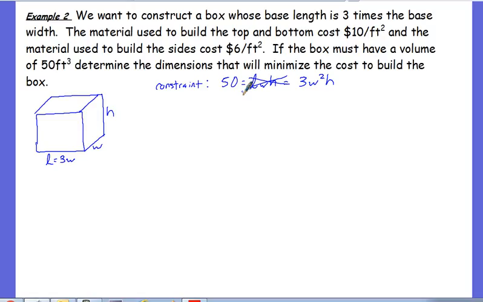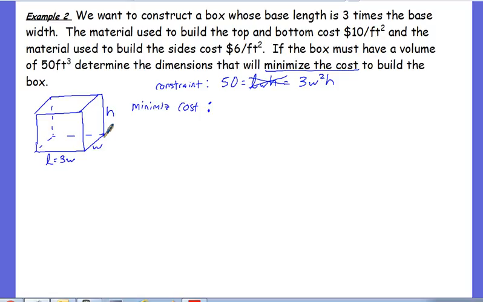We good? What am I trying to do? Minimize cost. So I'm trying to minimize cost. What's my equation for cost? So this is where it's going to be tricky. So what do they tell me about my costs?